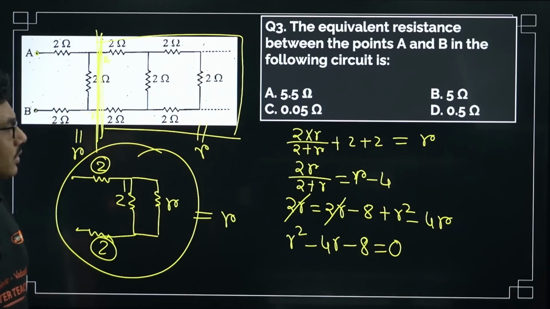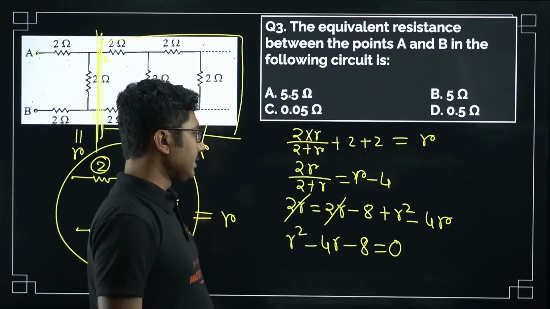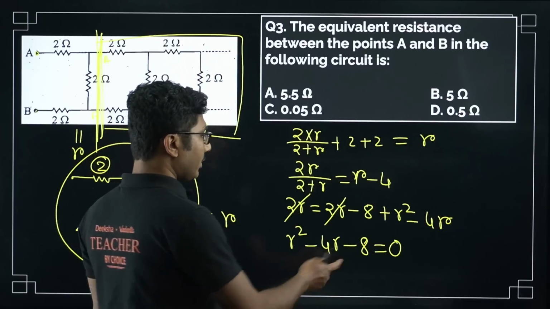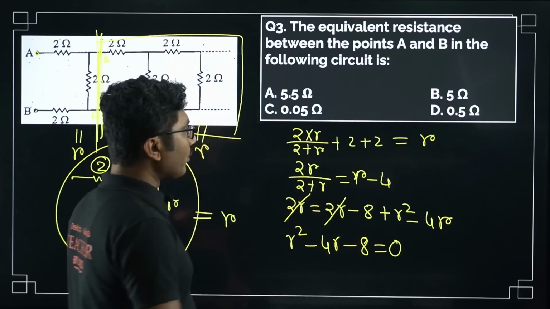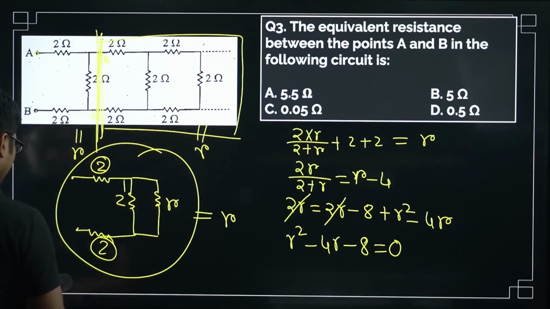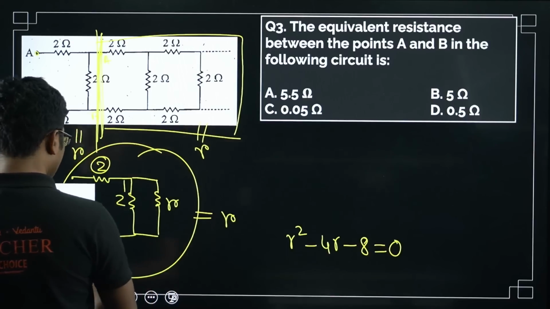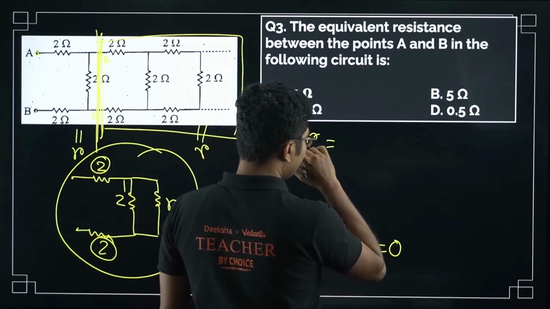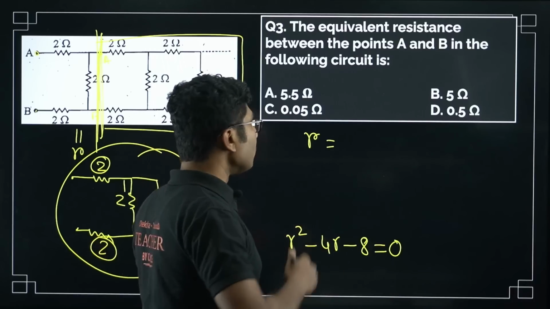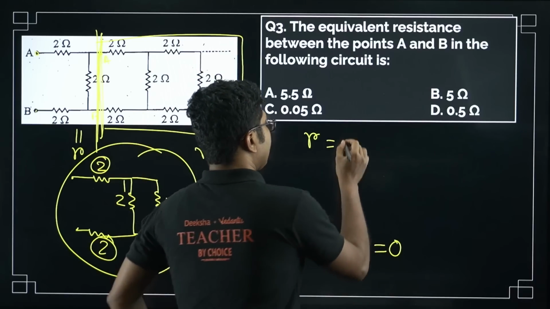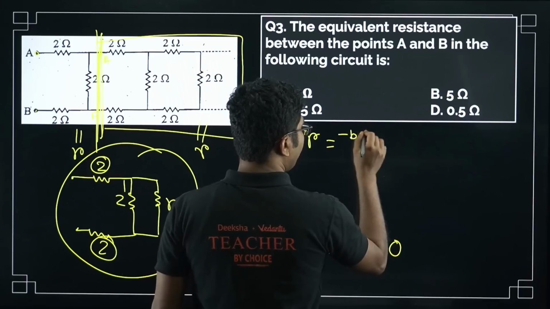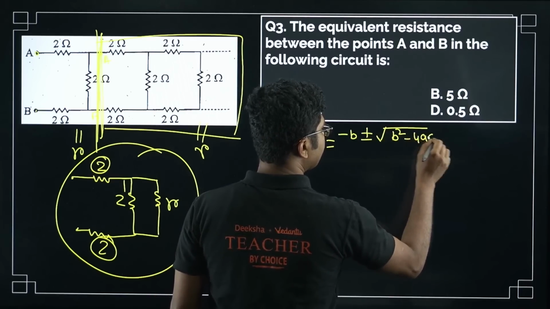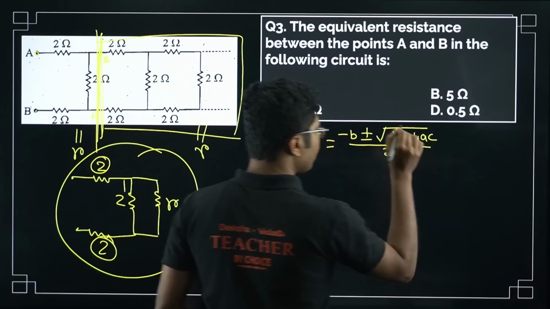Now can we solve this equation anyhow? This 8 cannot be divided in any way to make it factorable. Not possible. So what we have to do is apply the quadratic equation formula. So what is the quadratic equation formula? r equals, we will use the Sridharacharyya formula or quadratic equation formula, whatever you call it, minus b plus minus square root of b square minus 4ac divided by 2a. So you will use that formula.